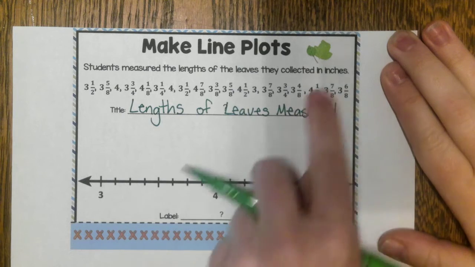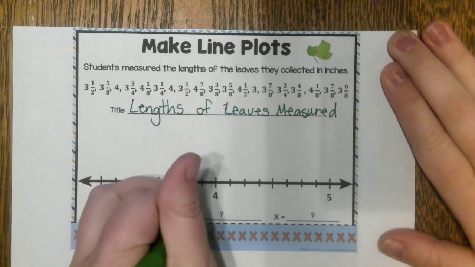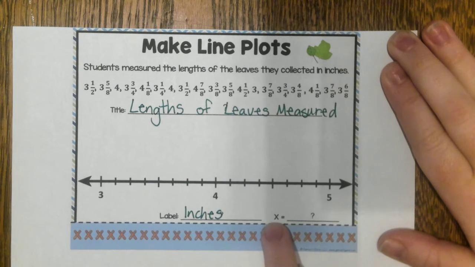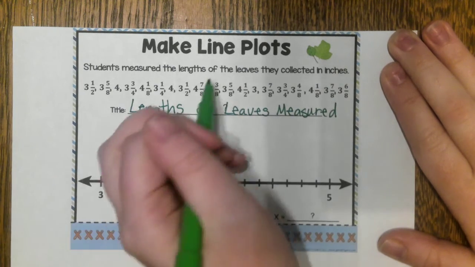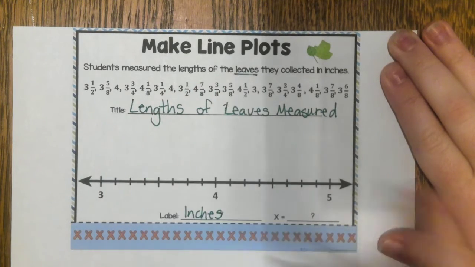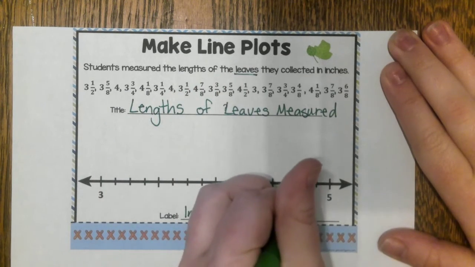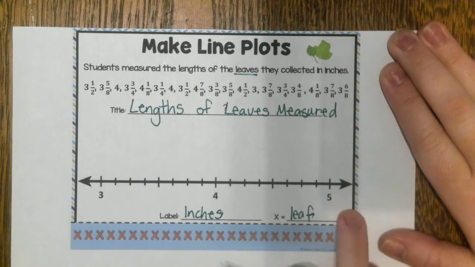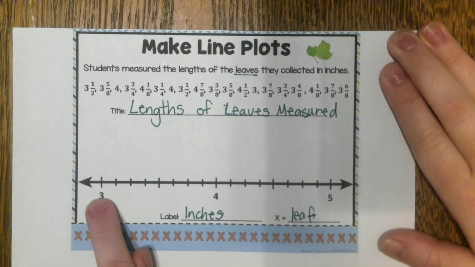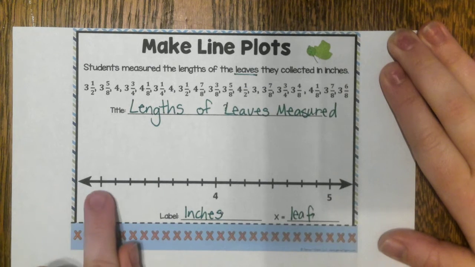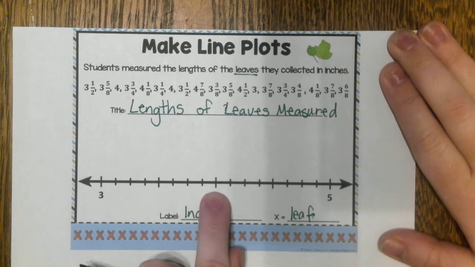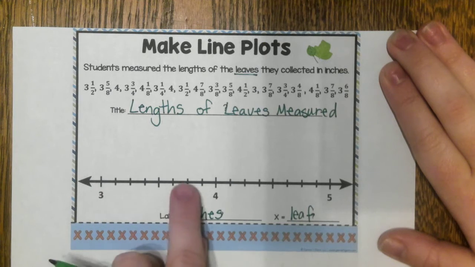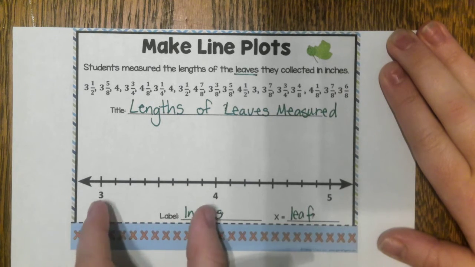I know that I'm measuring in inches. And each X is going to represent a leaf, because that is what is being measured. Okay, here my measurements go from 3 to 5, and there are a lot of little tick marks in between. So to figure out what I'm measuring in, I'm going to see how many pieces one of my wholes is broken into.